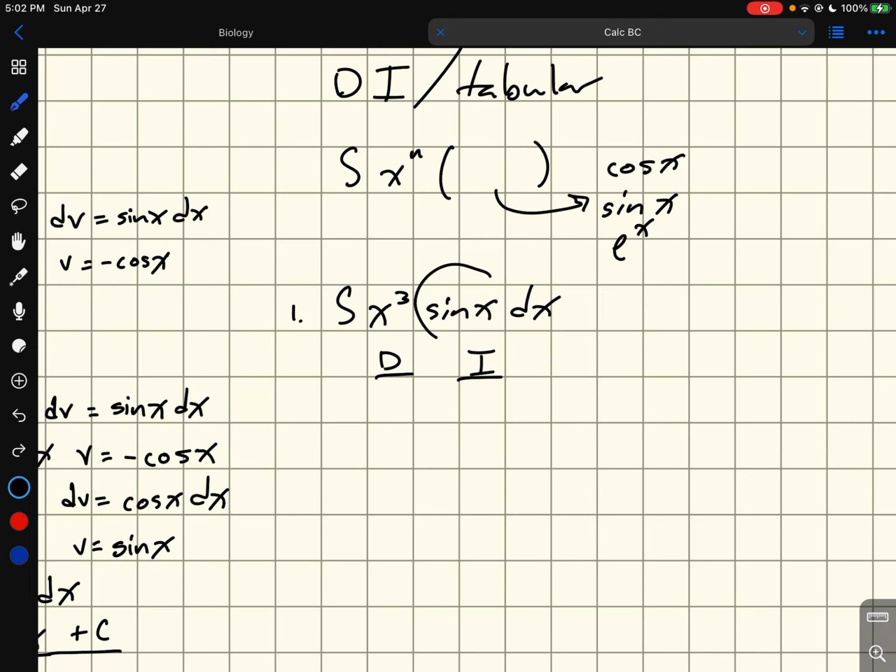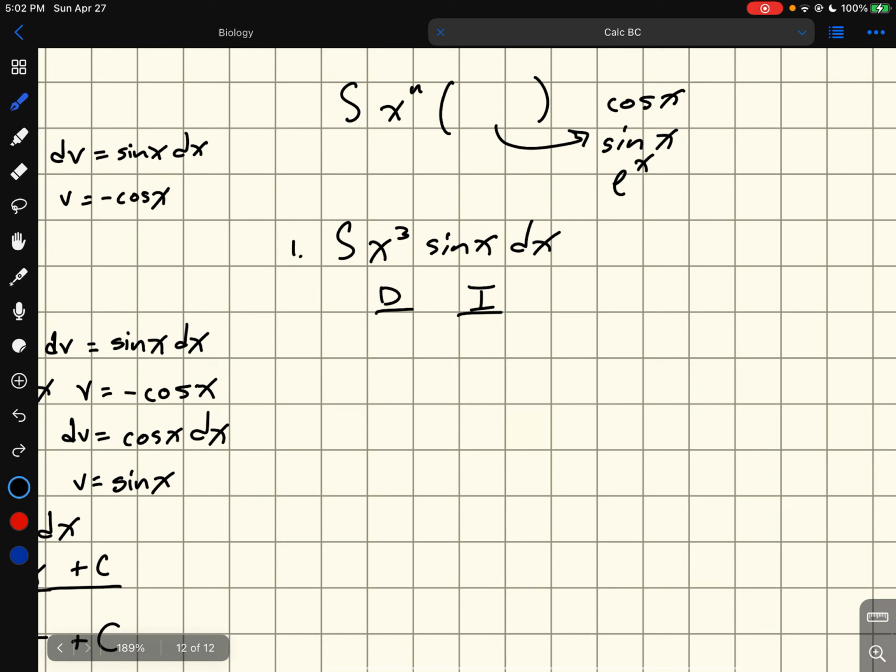We're going to integrate the one that's cyclical, and take the derivative of the x to the whatever power, because this will eventually equal 0, but the cyclical one will keep spinning around and around. So we want to take the derivative of the one that will eventually settle down to a constant number. So I'm just going to write x cubed there and then sine x there. Can you guess what we're going to do?